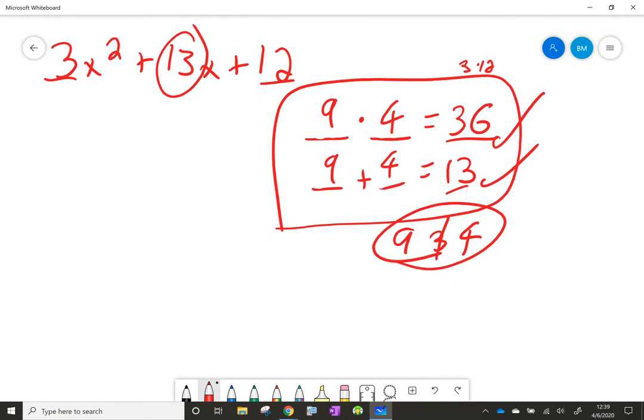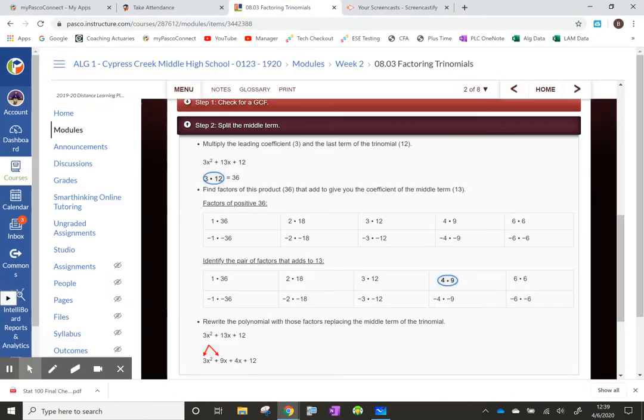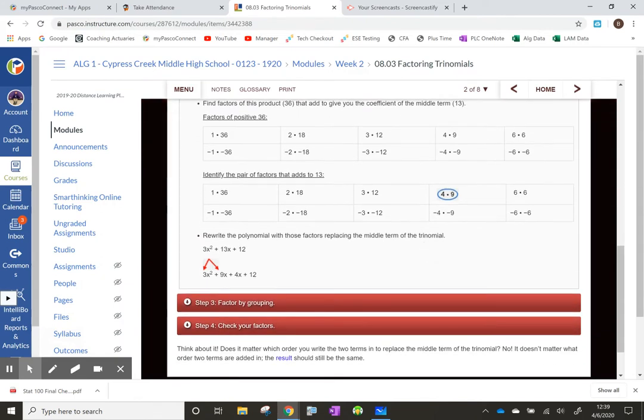Now, here's what we haven't done yet. How are we going to use these numbers? Because that's not my final answer. 9 times 4 is not going to give me this whole polynomial, right? So these numbers are very, very important. But for what? What are we going to do with them now that we know what they are? Let's look back at our problem.